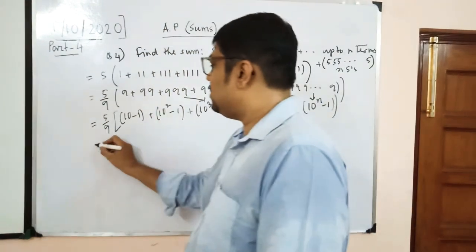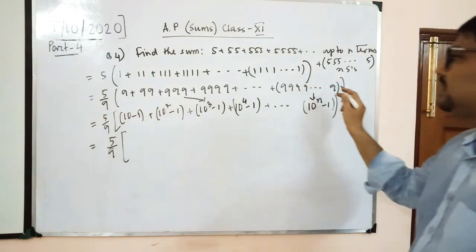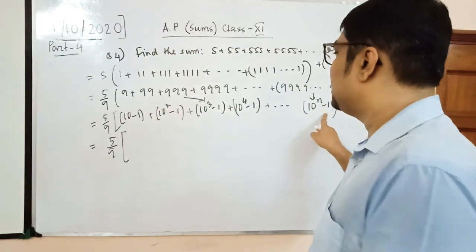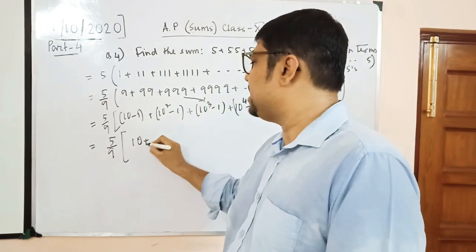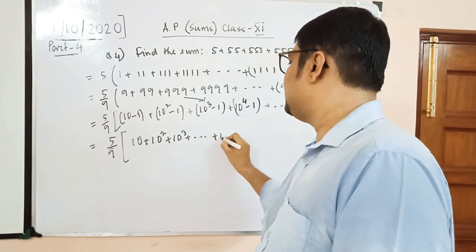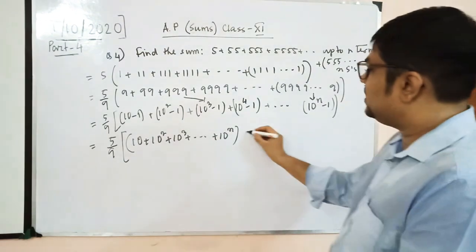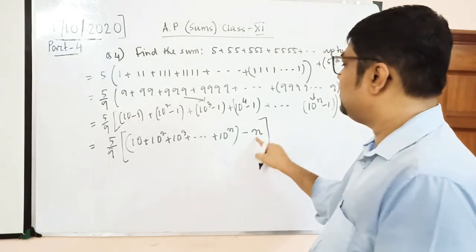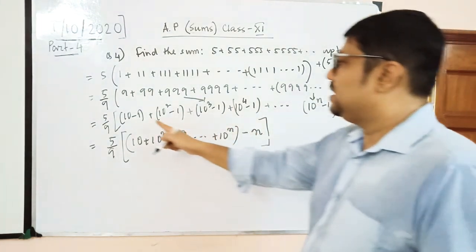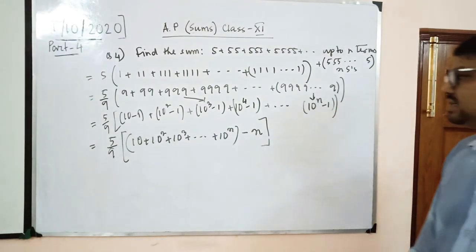Now how many terms were there? N terms were there, so n number of ones you got. And this is a series, you got 10 plus 10 square, then 10 cube, up to 10 to the power n in this series. And how many number of ones you got? N number of ones, so I write an n over here. This is very important, please check if you do not understand: how many ones, 1, 2, 3, 4 like that up to n, so n number of ones, so minus n it should be.